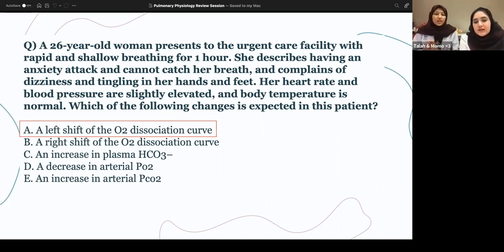What about a decrease in arterial pH? You're breathing rapidly and fast, right? Hyperventilating, which means you're getting a lot of oxygen in your blood. So there would be an increase, it's not going to be a decrease. And E is the opposite for CO2. So basically it's going to be an increase in arterial PO2 because she's getting a lot of oxygen into her blood, into her system.